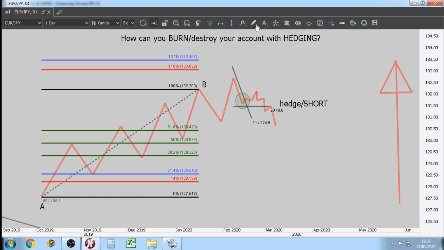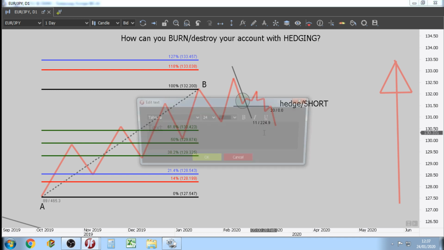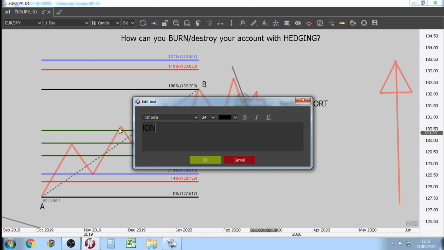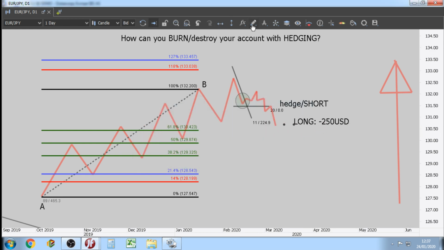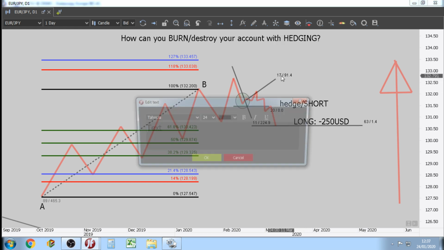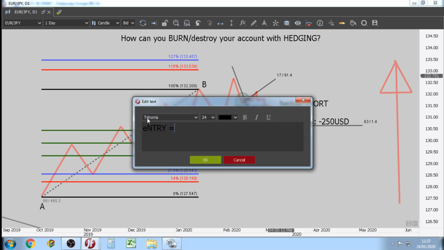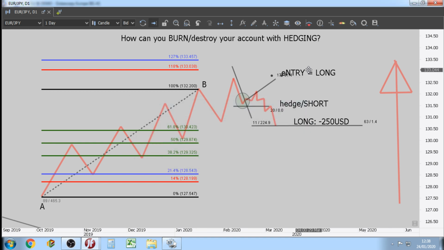Okay, now your long position is going to show minus whatever. We're going to use simple numbers. Okay, it's going to show you minus 250. Okay, whatever, it's just an example. At this point in time, in here, your long position is going to show. Okay, so here is going to be the entry long, so entry equals long up in here.